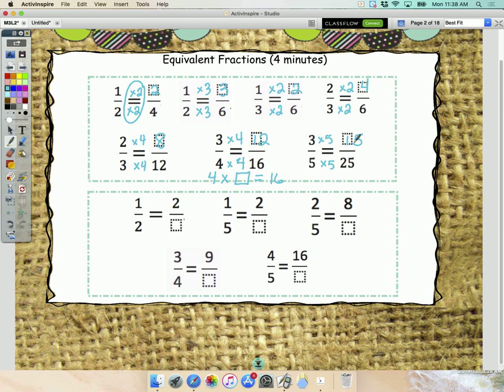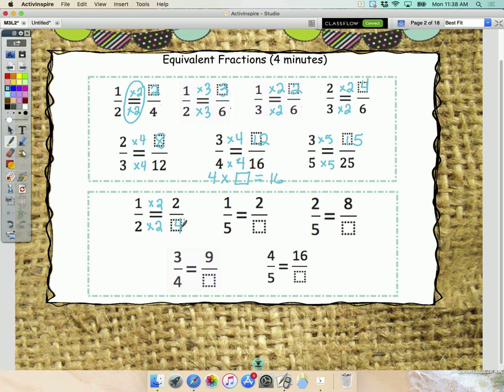Zadie, how are these different, boys and girls, from the top? Yeah, the boxes are on the denominator, aren't they? Okay, so it's going to be a little different. So Zadie, I'm going to talk you through this. 1 times something equals 2. So then you apply that to the bottom. So we've got 2/4.